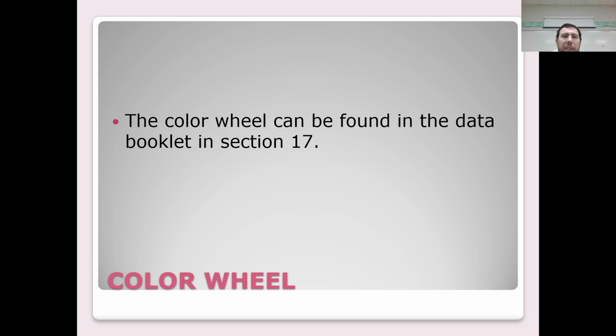right? And you can take a look at the data booklet on Google Classroom. The color wheel can be found there. That's how you can identify your complementary colors as it pertains to the colors of light that are absorbed and then what's being transmitted, right?